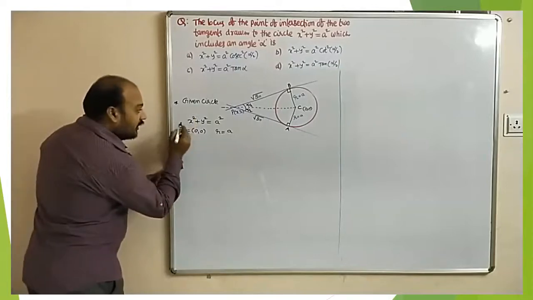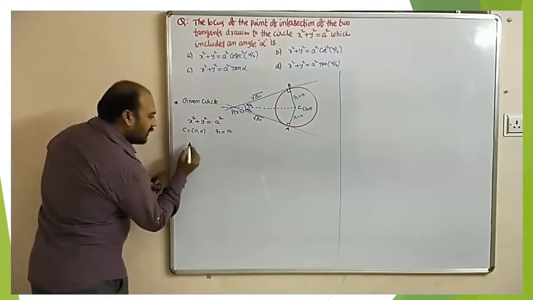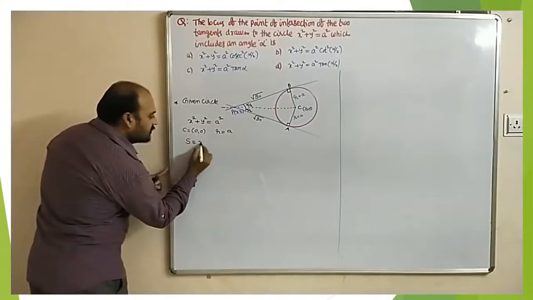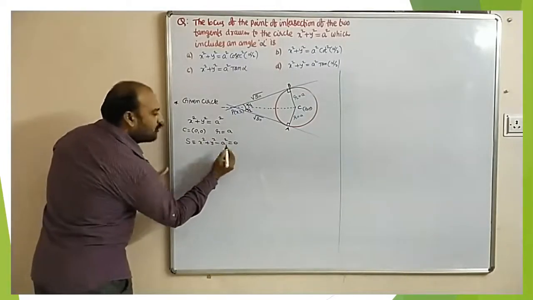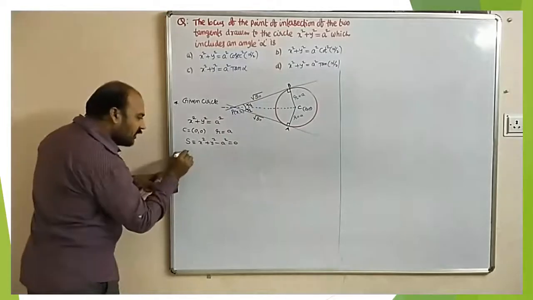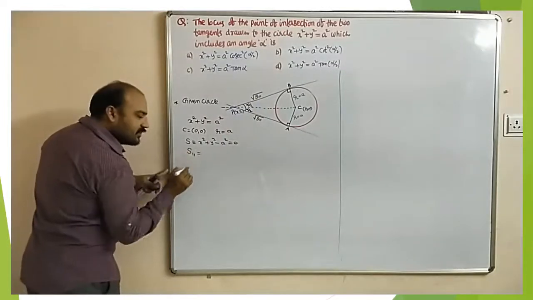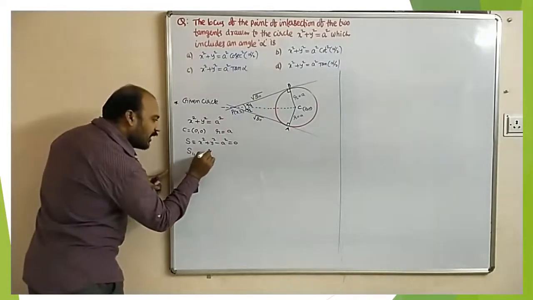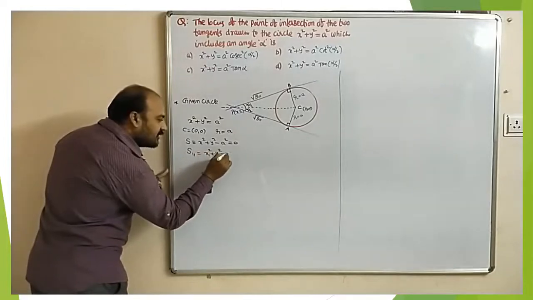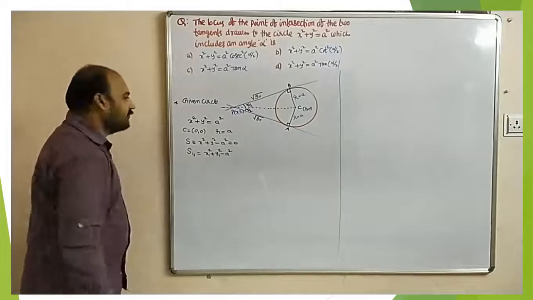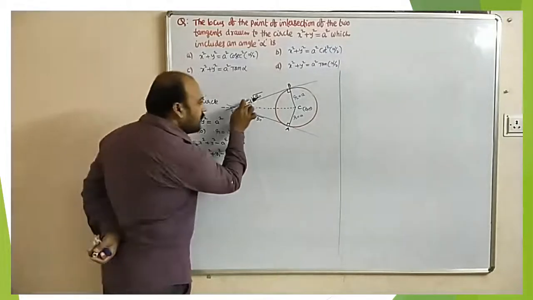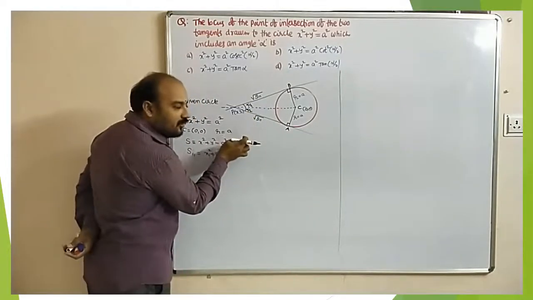We know that S is equal to x square plus y square minus a square equal to 0 is the circle. We can write it like this. But S11 we want now. So S11 equal to x1 square plus y1 square minus a square. This is the notation S11. So according to the circle, we wrote x1 square plus y1 square minus a square.